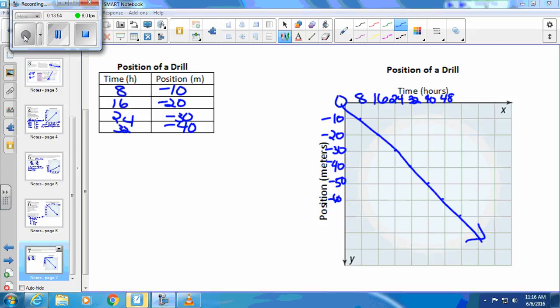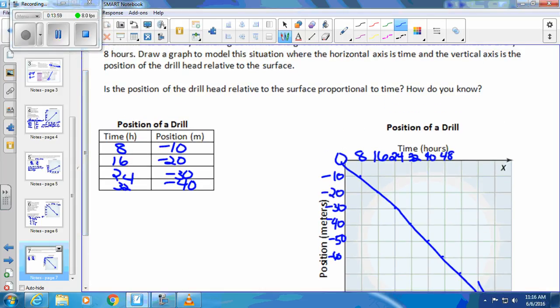Okay, I'm back. So there's my graph that is finished. And then again, they're asking, how do I know? So I say yes, straight line passing through the origin.